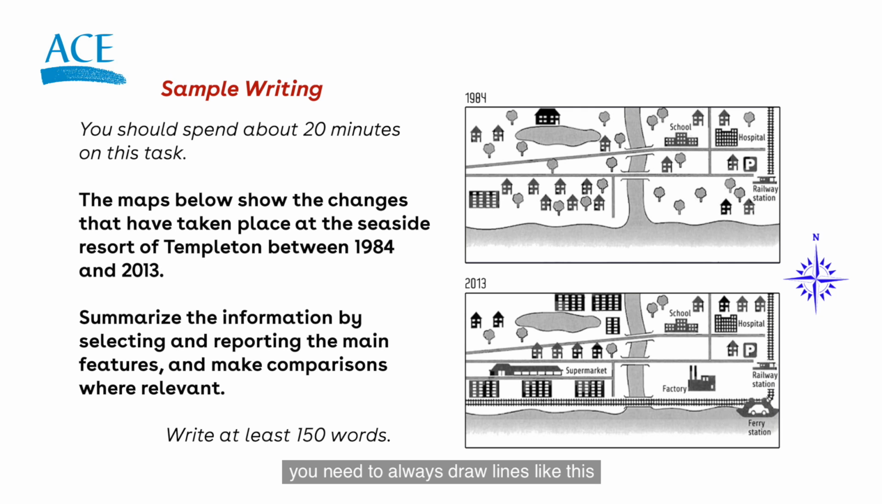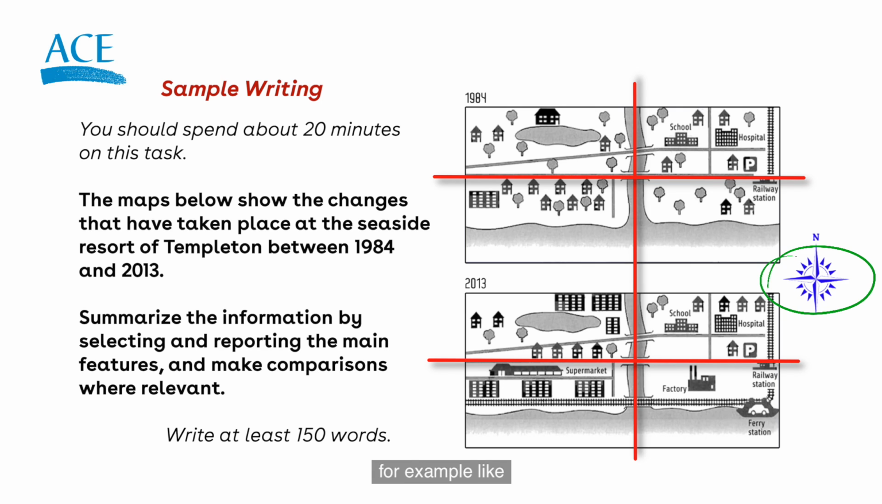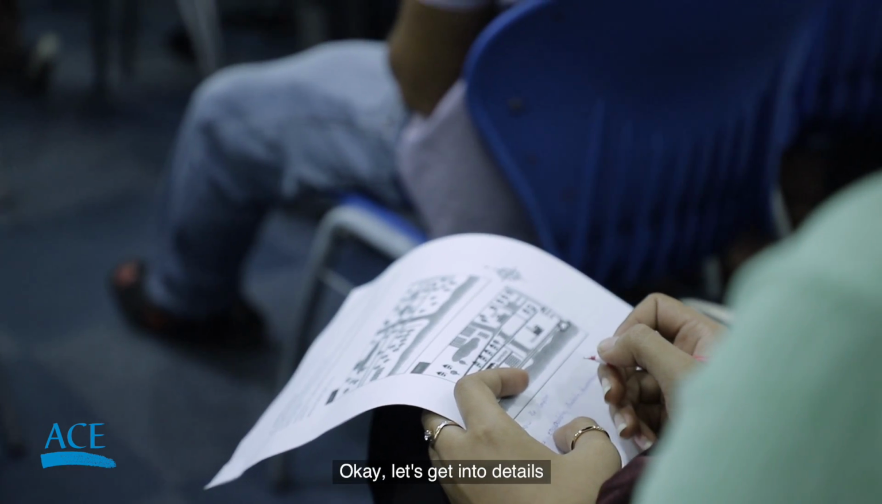So here it is. You need to always draw lines like this when you see maps because doing so gives you a sense of direction. Sometimes you are given a signpost and sometimes not. If not, you need to draw the signpost in your own words, for example, like the north, south, west, east. One more thing, pay attention to the periods, whether they are in the past, present, or future, and remember to use grammar tenses accordingly. Okay, let's get into details.